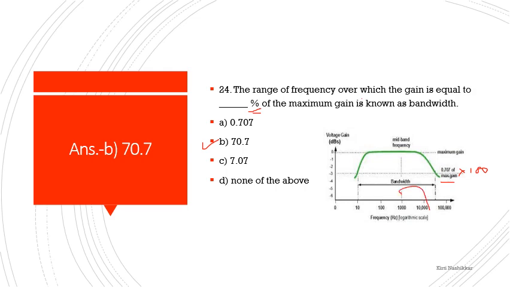Bandwidth is most of the time taken as the difference between the upper cutoff frequency and the lower cutoff frequency. If it is asked in percentage, then this is the correct answer, and if there is no percentage, then you can write this option.